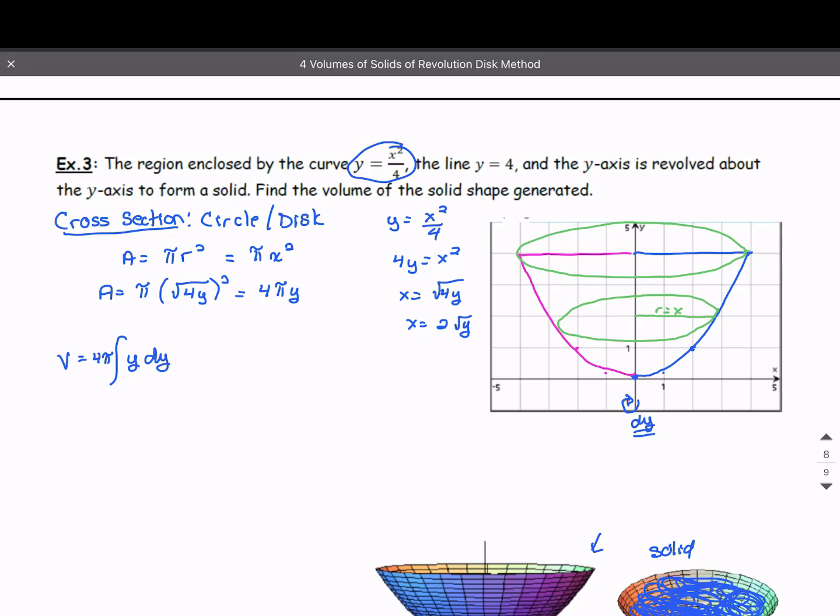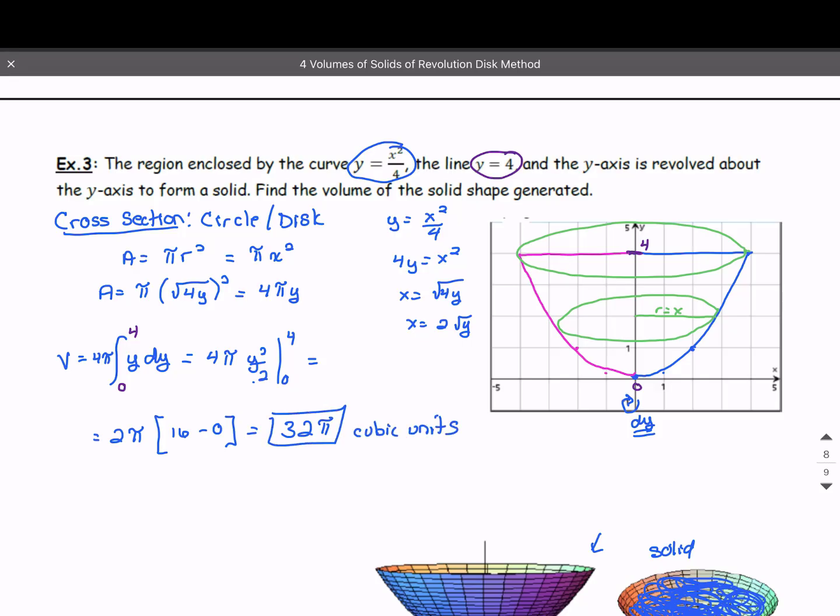Now our y's started at 0, and then they went up to this height, which was 4. Remember, y equals 4, so our limits are from 0 to 4. All right, now we integrate. We keep the 4 pi. The antiderivative of y is y squared over 2, evaluated from 0 to 4. Now 4 divided by 2 is 2. Keep the pi. Now I'm going to substitute in 4 squared is 16 minus 0 squared is 0. So we get 32 pi cubic units.